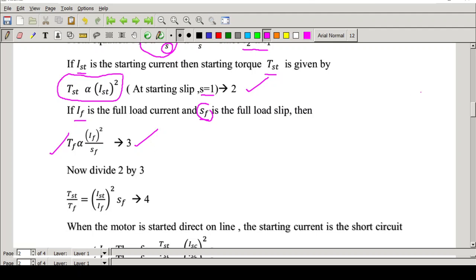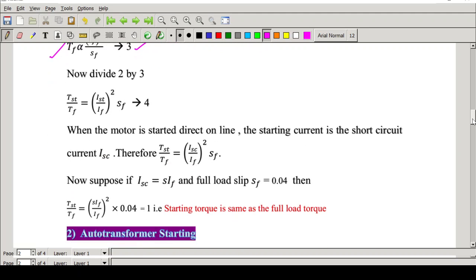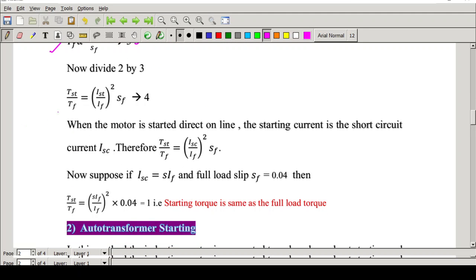Now we will divide 2 by 3. So we will get the starting torque by full load torque is equal to the starting current by full load current the whole squared into slip. So this is the equation.